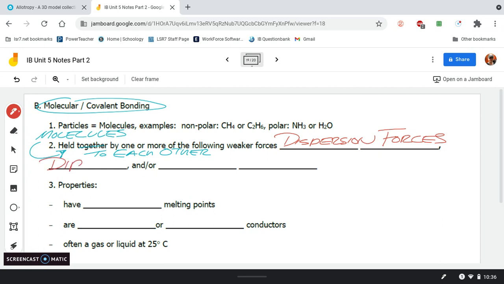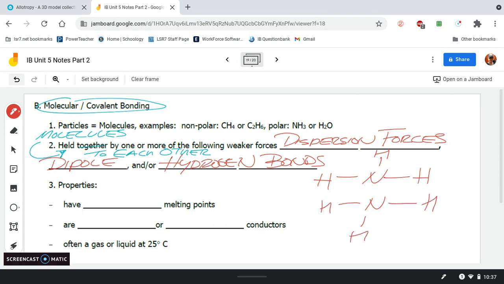Dipole, and or hydrogen bonds. Now, these are not strong, and they don't hold, for example, nitrogen to hydrogen. They hold a whole bunch of ammonia molecules together in a liquid. So there's going to be an attraction between different molecules. This is more between molecules.